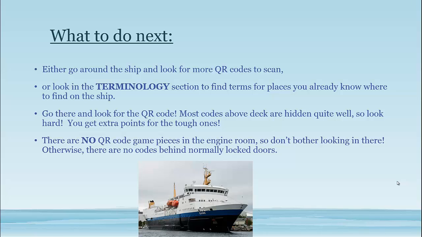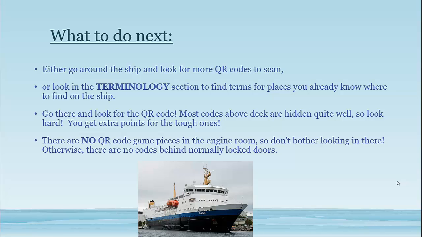But be aware there are no QR code pieces in the engine room at all. So don't even bother going in there. They're not down there. Otherwise, there are no codes behind normally locked doors. So on the bridge, there are no codes there at all. But those areas you have access to when you're doing your practical training, praxis, on board, those are the areas where you would most likely find the codes, where you're allowed to go as a student doing your general practical experience.